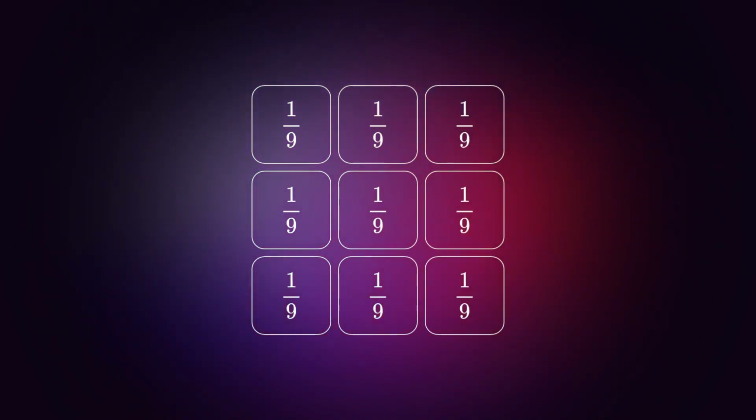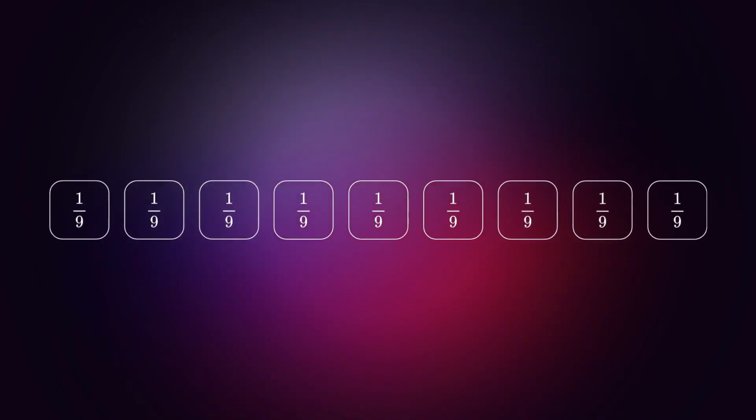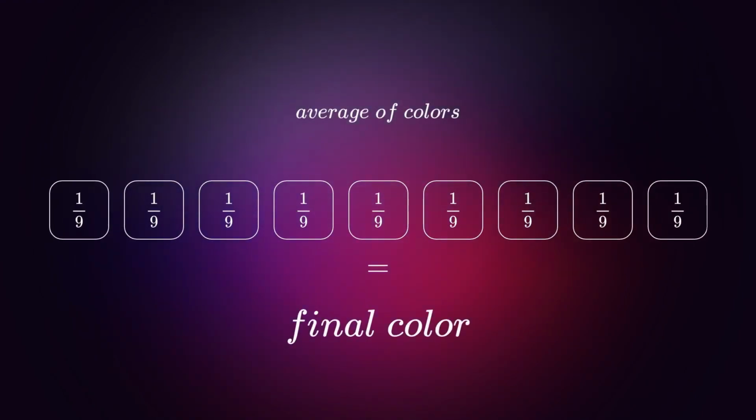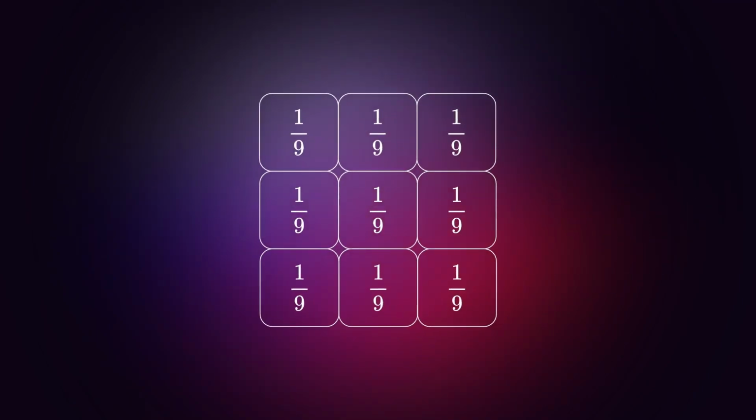This value, 1/9, is called the weight, which shows how much each pixel contributes to the final result. The total sum of the weights is always 1. By adjusting the weights unevenly, you can create some pretty crazy effects.